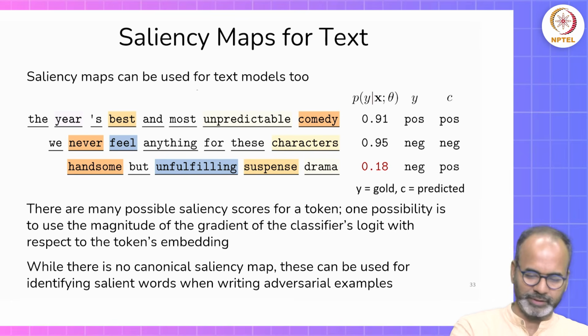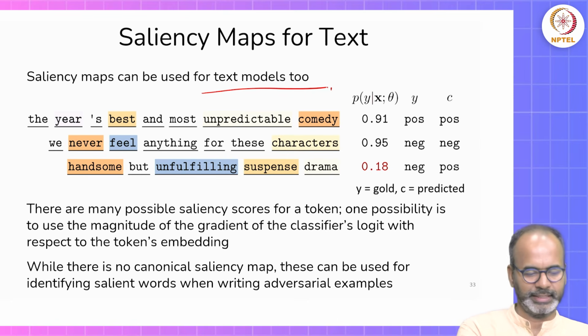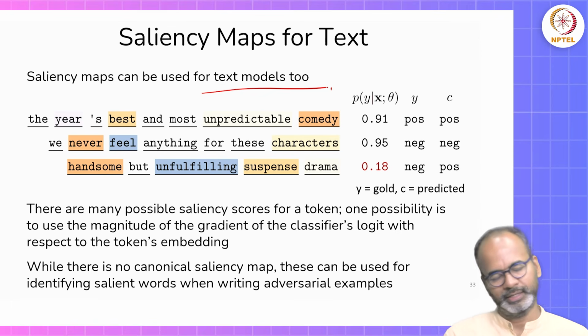Saliency maps can be used for text modes too. And let's look at the text here. This says, "The year's best and most unpredictable comedy. We never feel anything for these characters. Handsome but unfulfilling suspense drama," right?